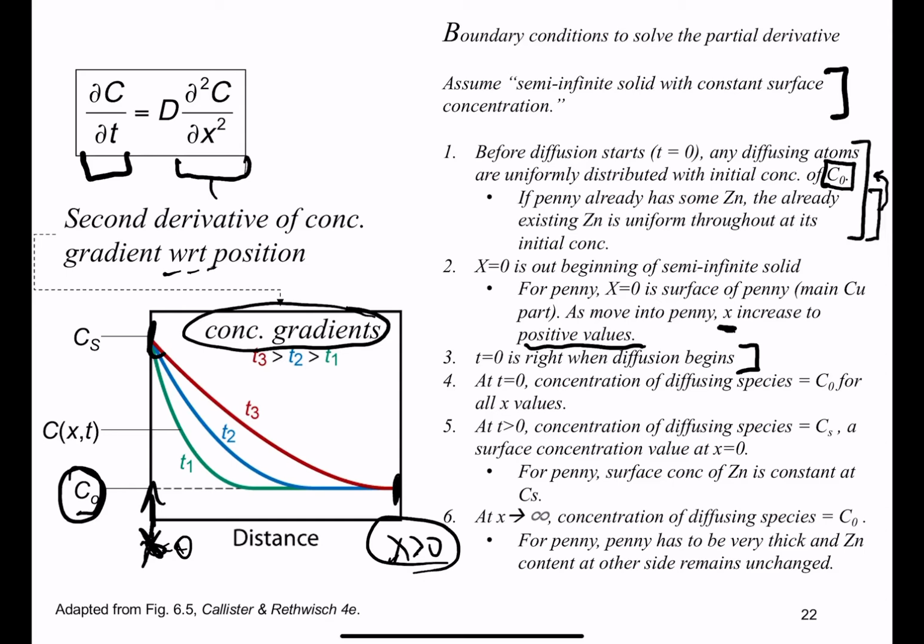Next thought here is that right when that starts to happen, the concentration of diffusion species is equal to C0 for all values of x. So let's unpack that. What does that mean? That means that just before atoms start moving into the copper, any original zinc atoms that were distributed are uniform in their concentration throughout distance x. Okay, so we're already relying on a nice, homogeneous, uniform distribution of copper and zinc if zinc has previously been applied to our penny.